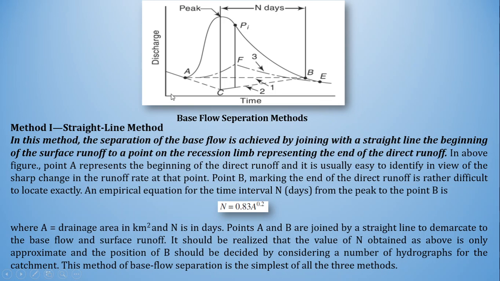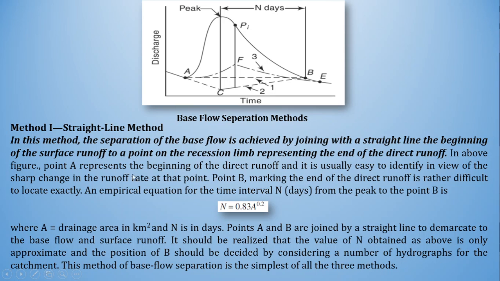This is a typical flood hydrograph in which you can see the time on the x-axis and discharge on the y-axis. As usual, the hydrograph has all the components like peak, recession limb, ascending limb, etc. In this method, the separation of base flow is achieved by joining with a straight line the beginning of the surface runoff to a point on the recession limb representing the end of the direct runoff.